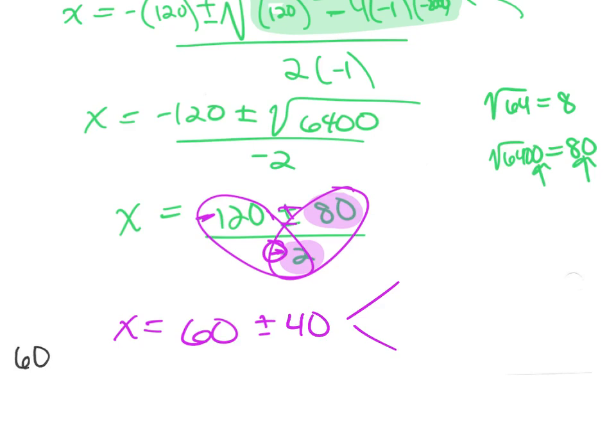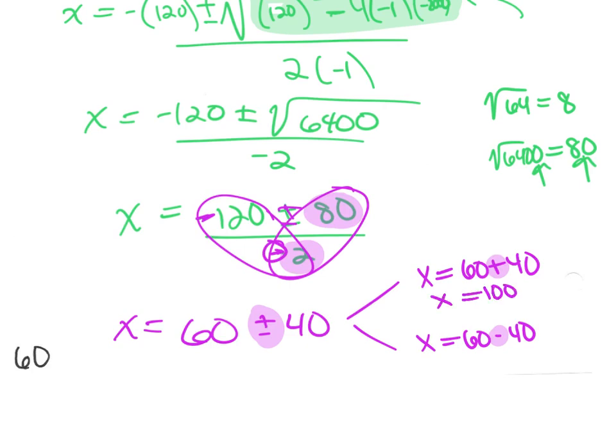All right, we're going to break this up. We have x equals 60 plus 40 and x equals 60 minus 40 because of this plus or minus here, right? One gets the plus, the other one gets the minus. And we're left with x equals 100 and x equals 20.